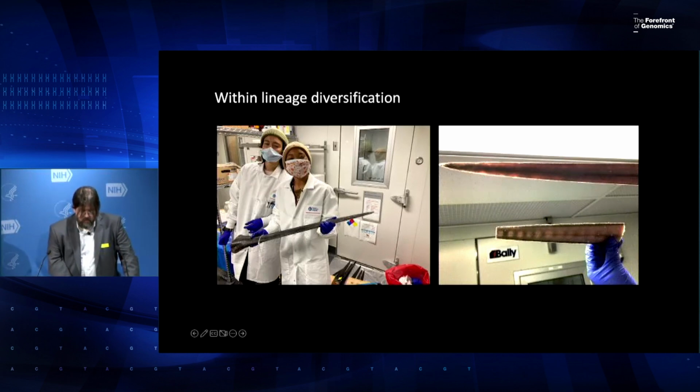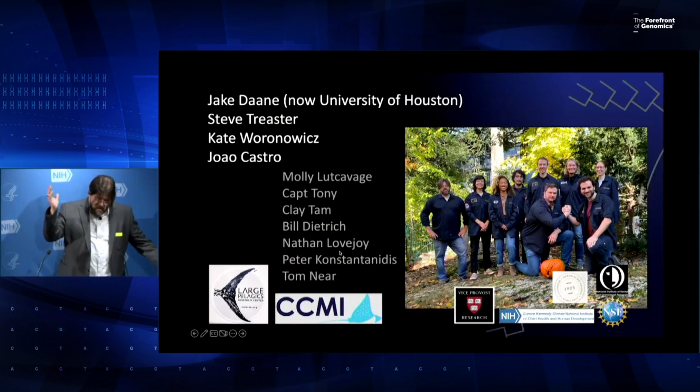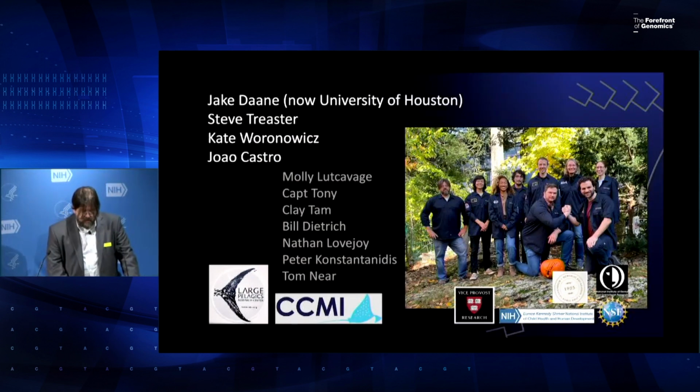This is Kate, this is Jarila, two postdocs involved in the project. You can see some of the swords on the floor. So with that, I'll end. A lot of this work, if not the majority of it, was run by a very talented postdoc named Jake Donne, who's now at the University of Houston. Like all good people, I was scared of all the magnitude of the data he made, so I sent it all with him. So he is currently trying to wade through this in his new lab and having a lot of fun. Part of the phylogenetic group is Steve Treaster, Kate Woronowitz, and Joel Castro is involved in this.